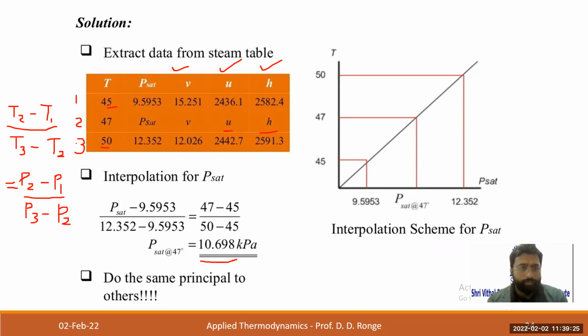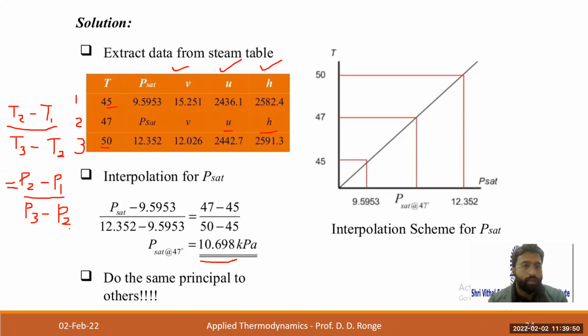Now what will you do? There is a formula. What is the formula? T2 minus T1 divided by T3 minus T2. That means T2 here is 47: 47 minus 45 divided by 50 minus 47. This will be the LHS, and the RHS will be P2 minus P1 divided by P3 minus P2, keeping the suffixes the same; only the property changes.